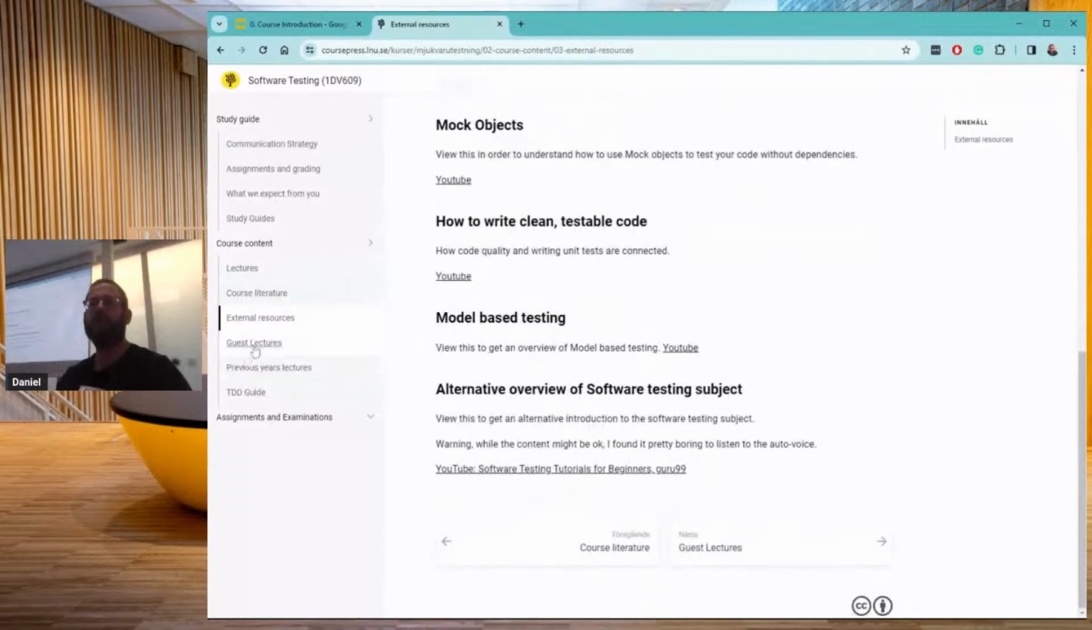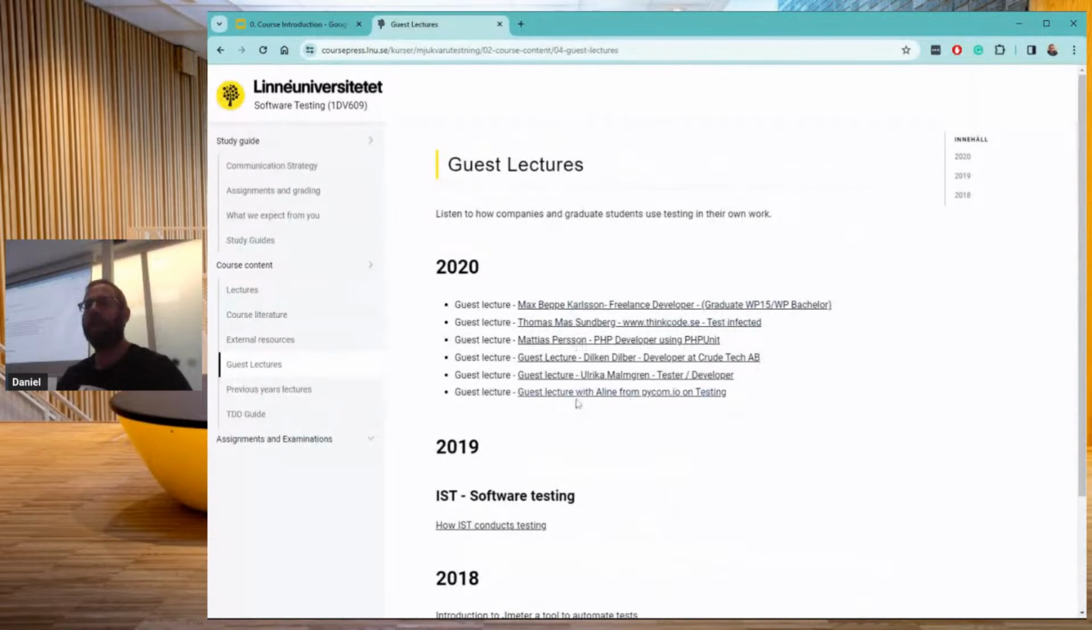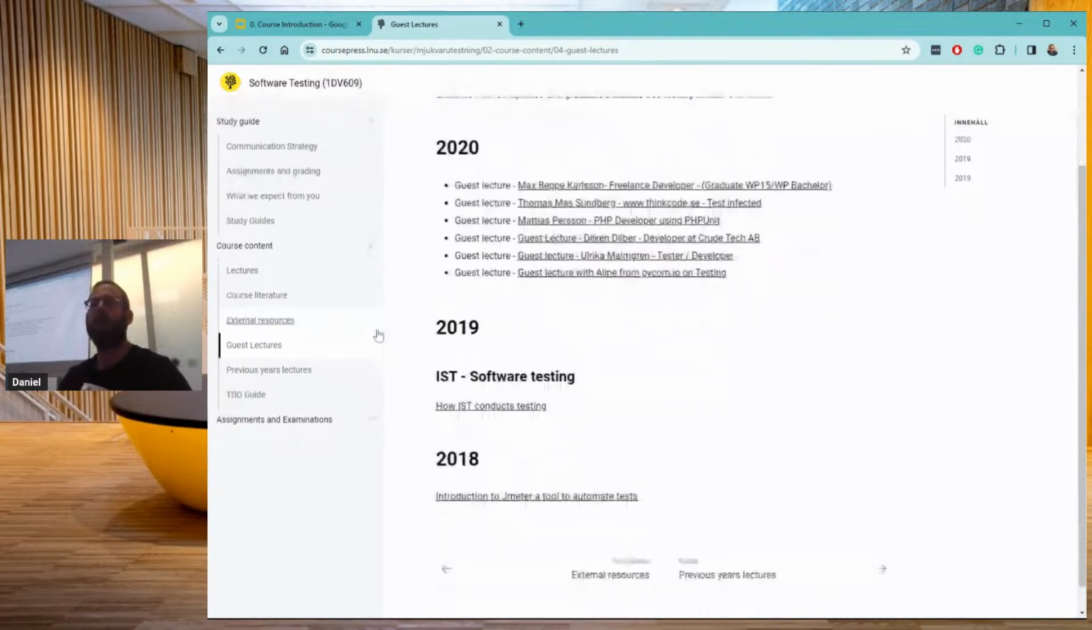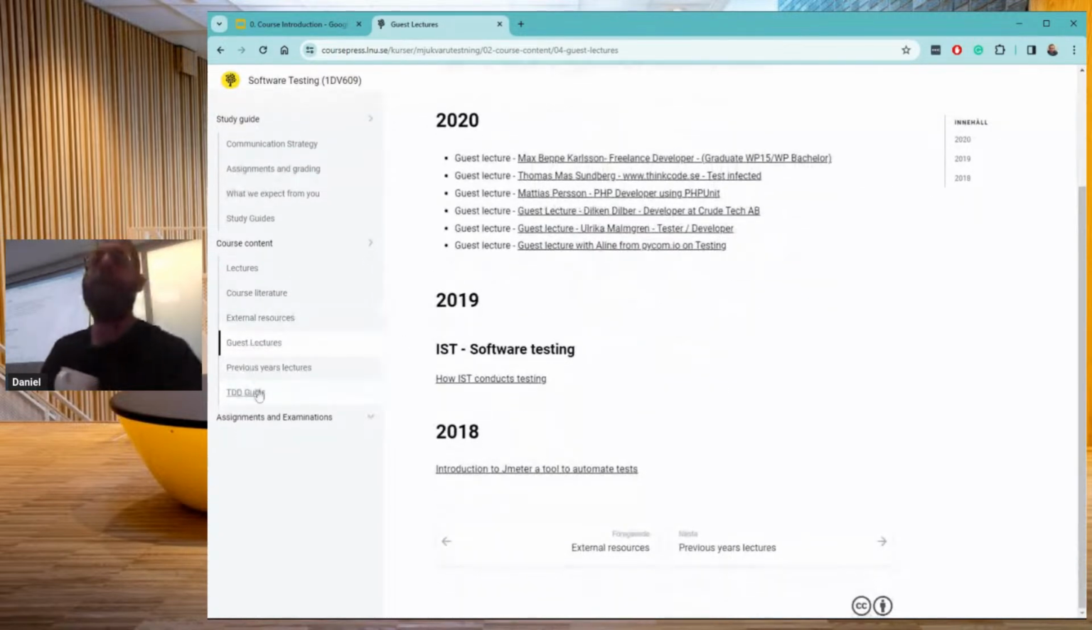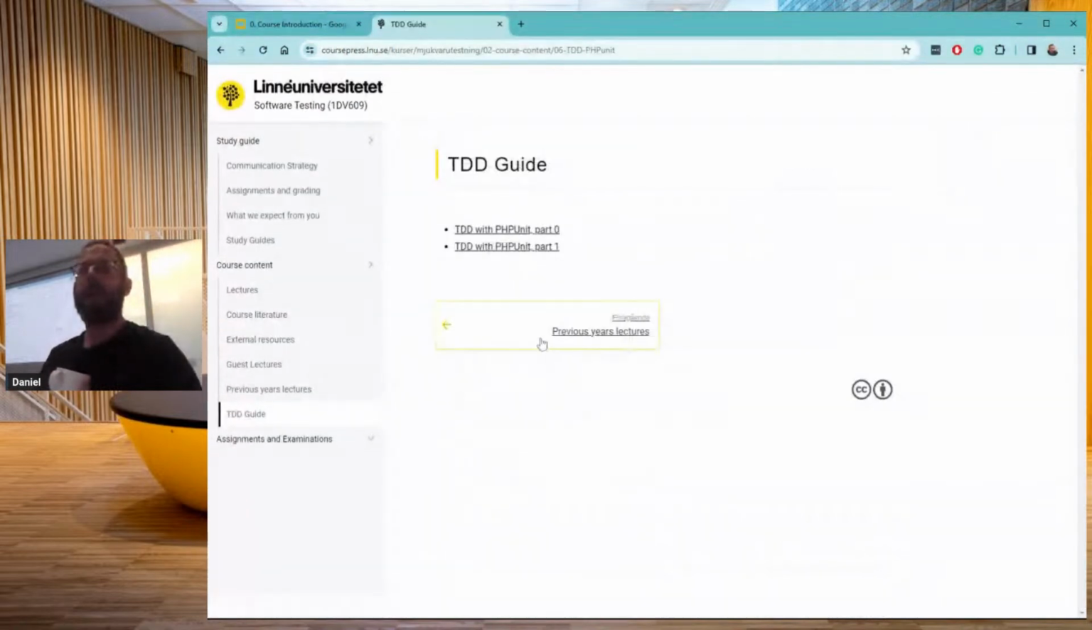And then we also have a couple of guest lectures from 2020. During COVID, I was working from home and feeling very alone, so I contacted a number of people to ask them to give guest lectures. So do listen to all of these in time. And then we also have a test-driven development guide.